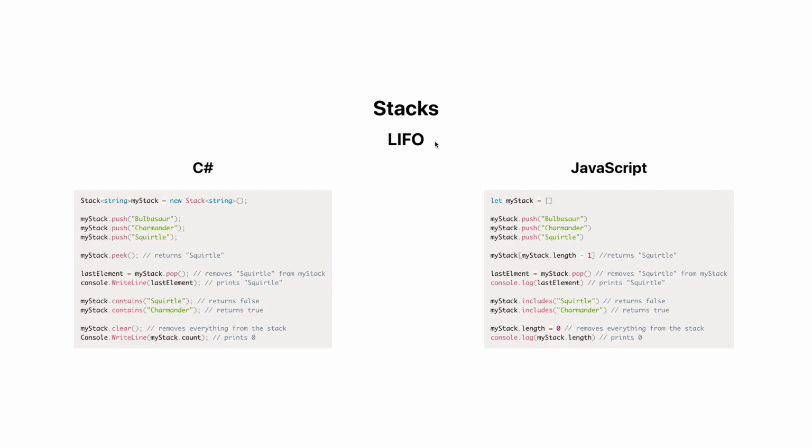You can check if it contains something. So like here we can check if my stack contains Squirtle. We can clear it to get rid of everything, and then it also has a count property.